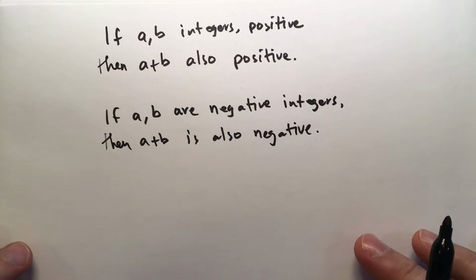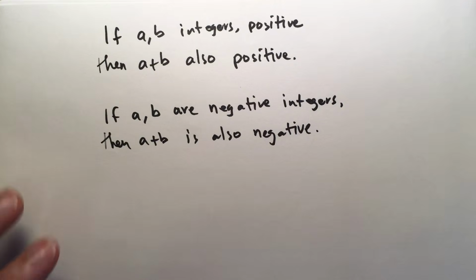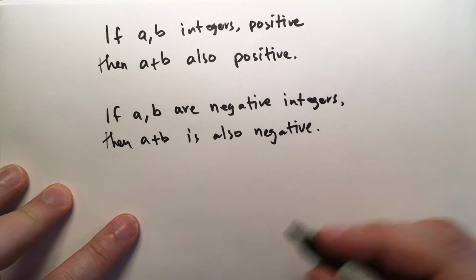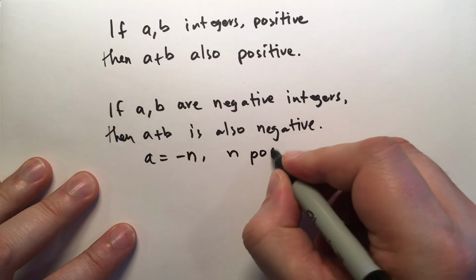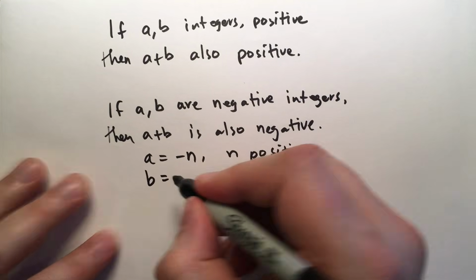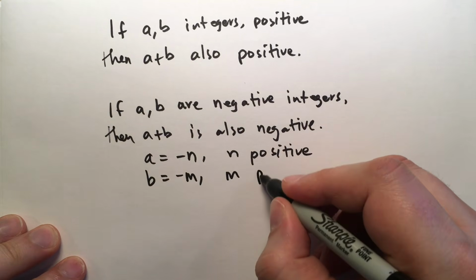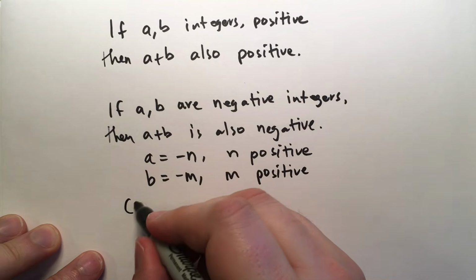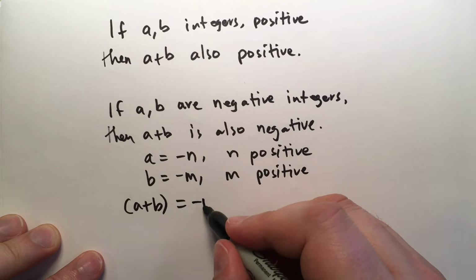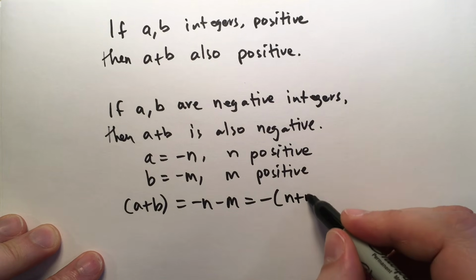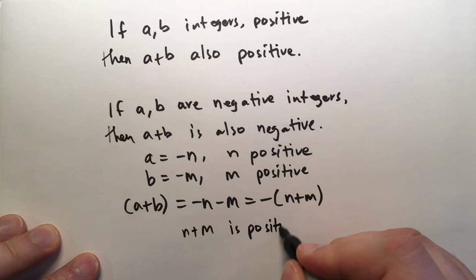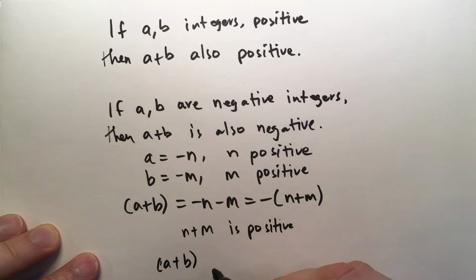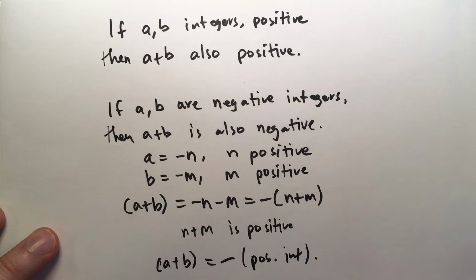So let's write down the statement. Let's see if we can show that. The proof is rather simple. Okay. So the proof works like this. Consider a is equal to minus n, where n is positive. And then b is equal to minus m, where m is positive. Then a plus b is equal to minus n minus m, which is equal to minus (n plus m). And n plus m is positive. So a plus b is negative, minus a positive integer. See? Pretty simple proof, isn't it?